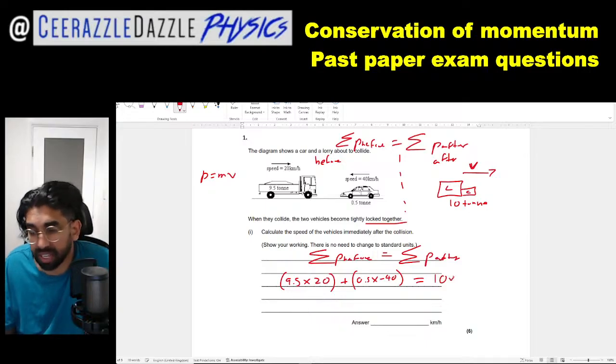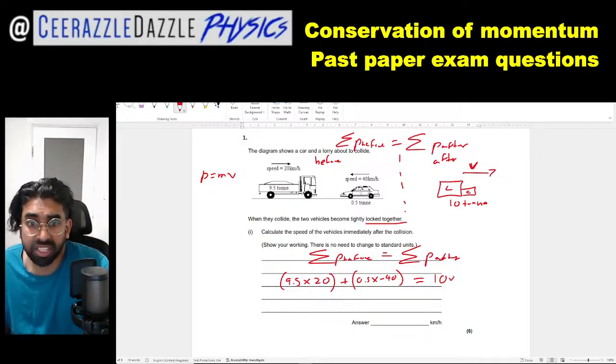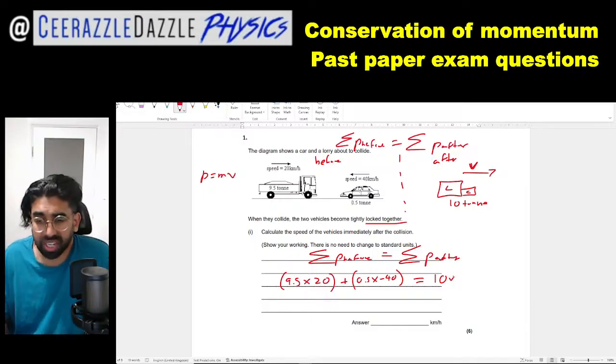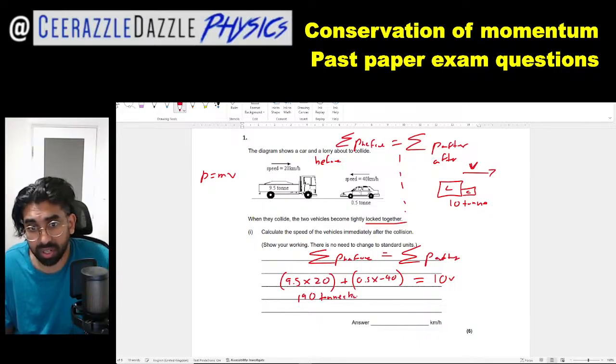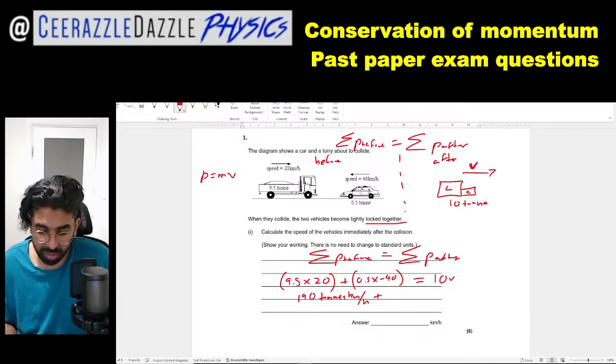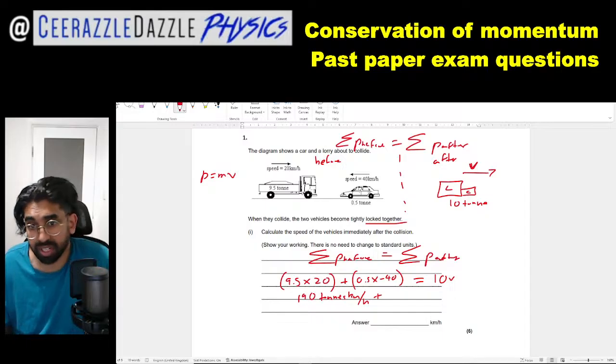Now we have this, we can do the algebra on a calculator. 9.5 times 20 is 190 tons kilometers per hour, because you're multiplying tons by kilometers per hour. Plus 0.5 times 40, which is minus 20. So obviously that becomes a negative value of minus 20.